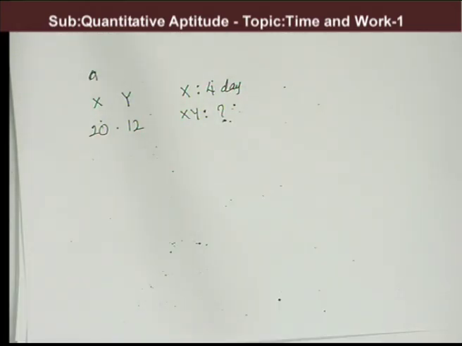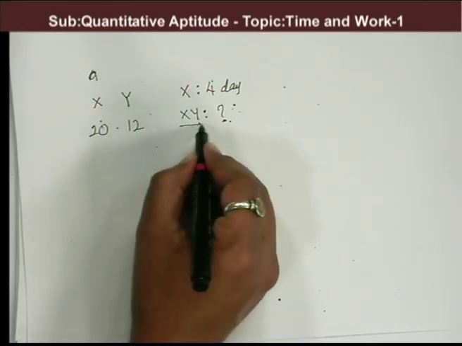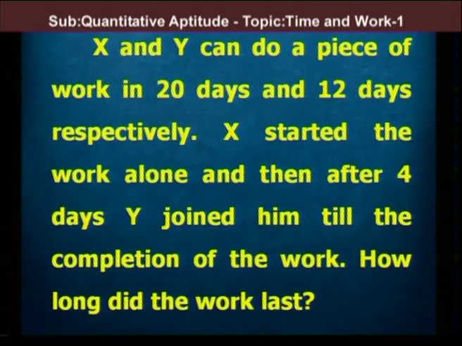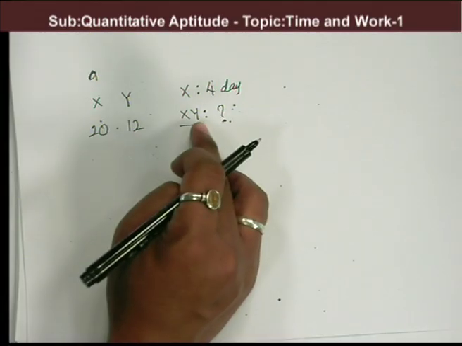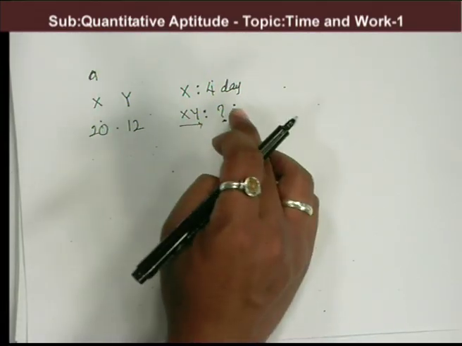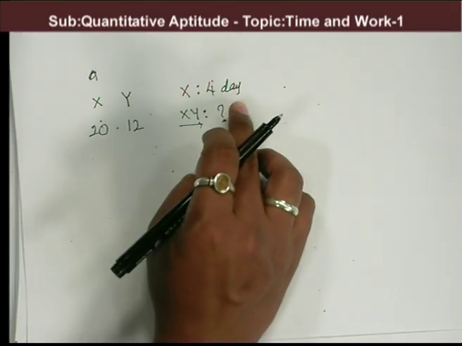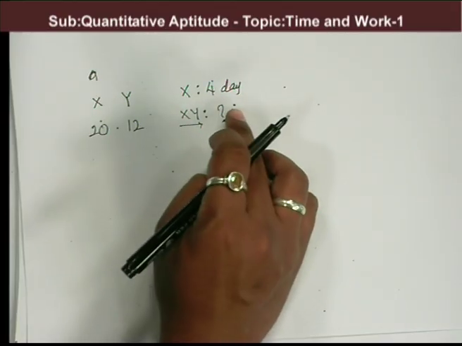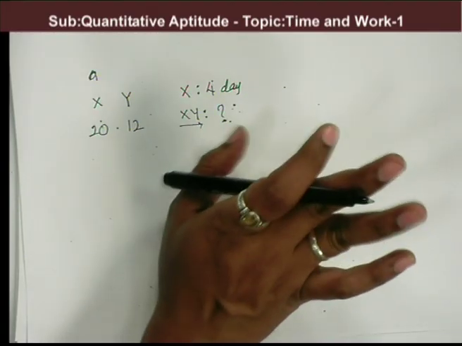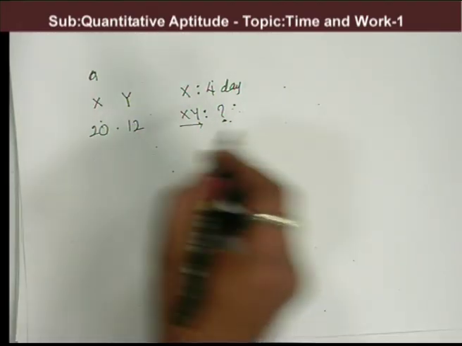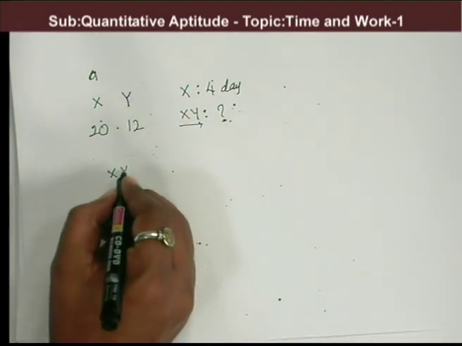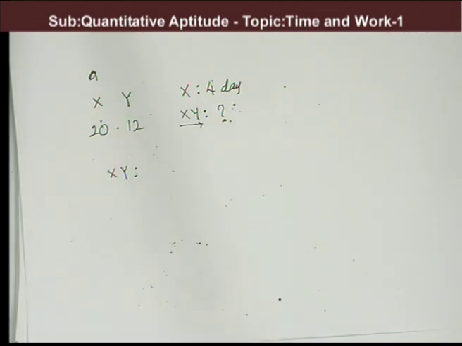In the beginning X alone worked for 4 days, and after the 4 days Y joined him. So X and Y work together, and you have to find out the number of days they work together. Add the 4 days to that number, and that is our answer, the days in which the work will be completed. So first you have to find out X and Y together.